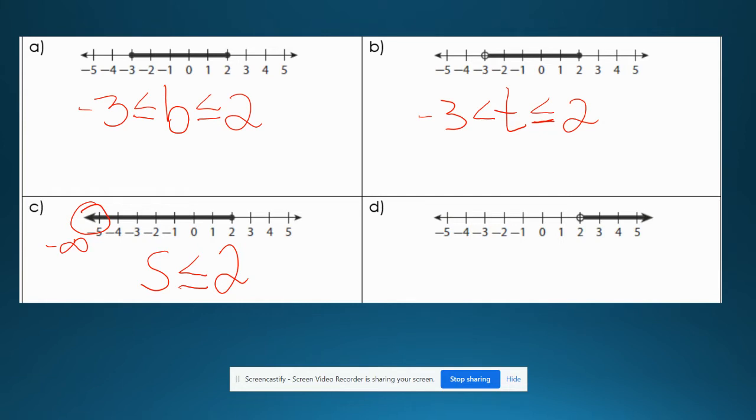Letter D. We're starting at the 2 this time and going over to positive infinity. These numbers are all greater than 2. So we know we're greater than 2. Let's pick a variable, anything we want. I'll pick a W. The 2 is not filled in, so we don't need a line through there underneath the inequality. W is greater than 2.